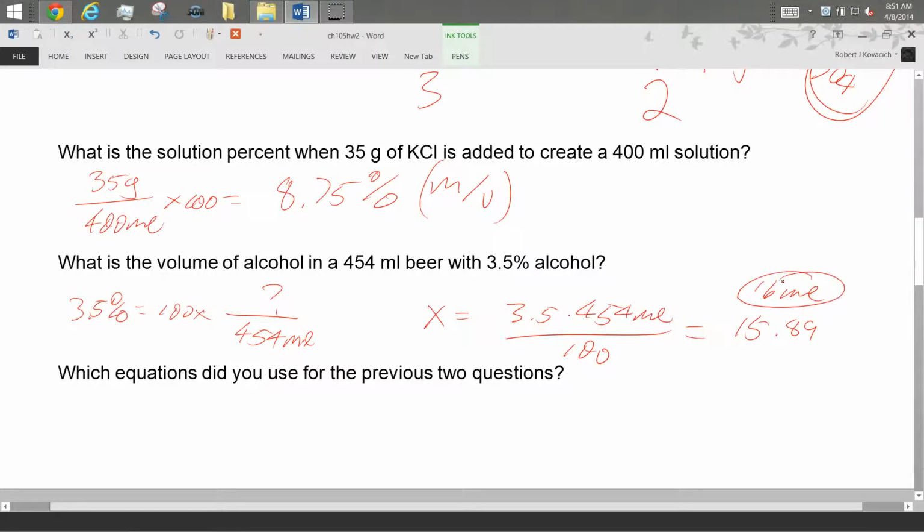Does anybody know what beer that is? Really low alcohol concentration. Like Budweiser is almost 6. It's Guinness. Guinness has a low alcohol concentration. Which equations did I use for the previous one? So for the first one, I used mass to volume percent, and for the second one, I used volume to volume percent. Okay.